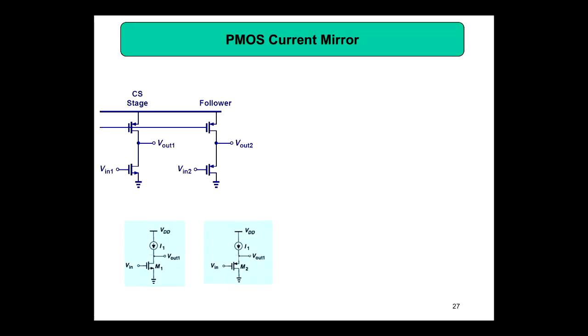So if this is the case, this is a common source amplifier. Now what we are doing is we are replacing the load resistor, and here also we are doing the same thing. We are connecting V input here, and then we are taking the output from the source.